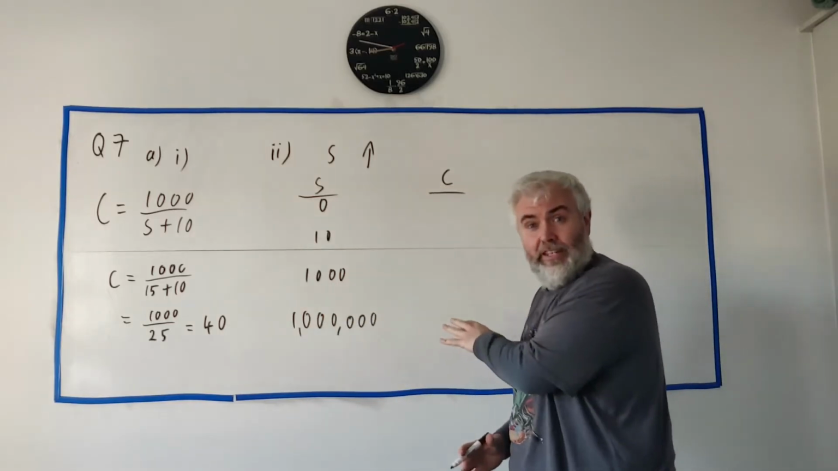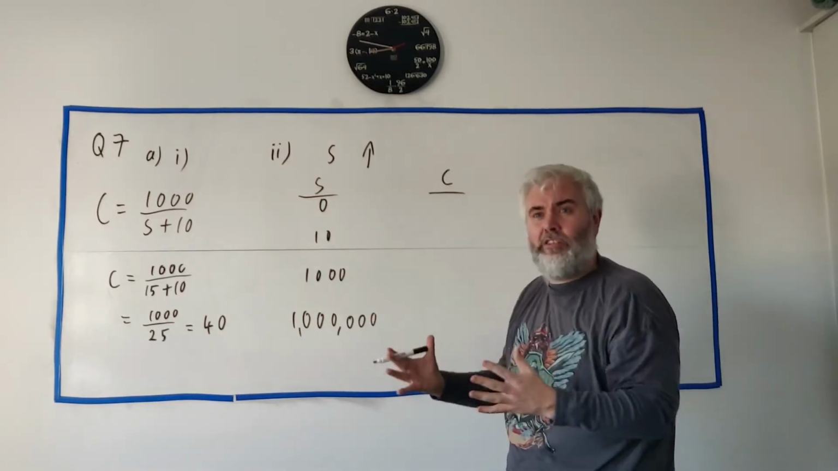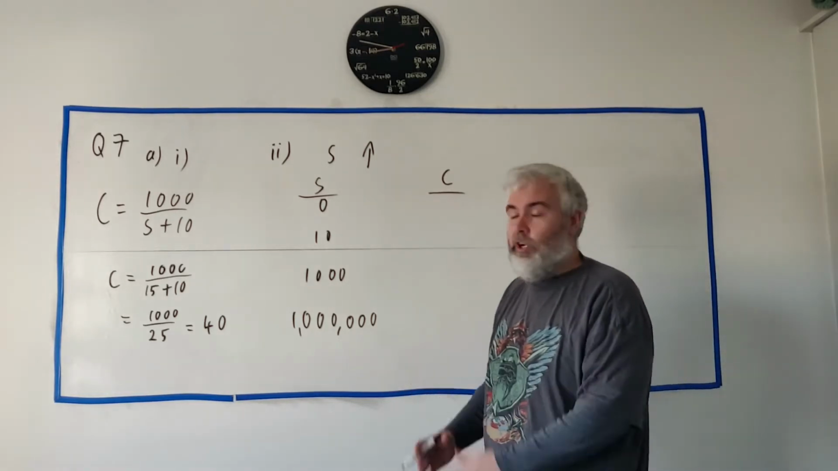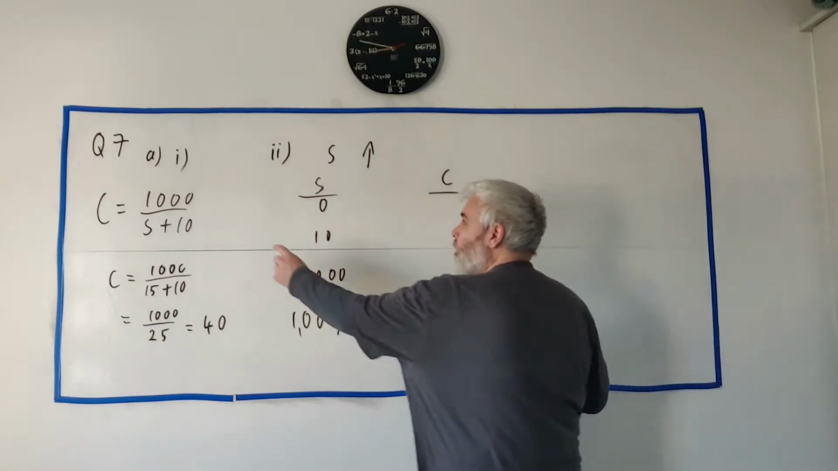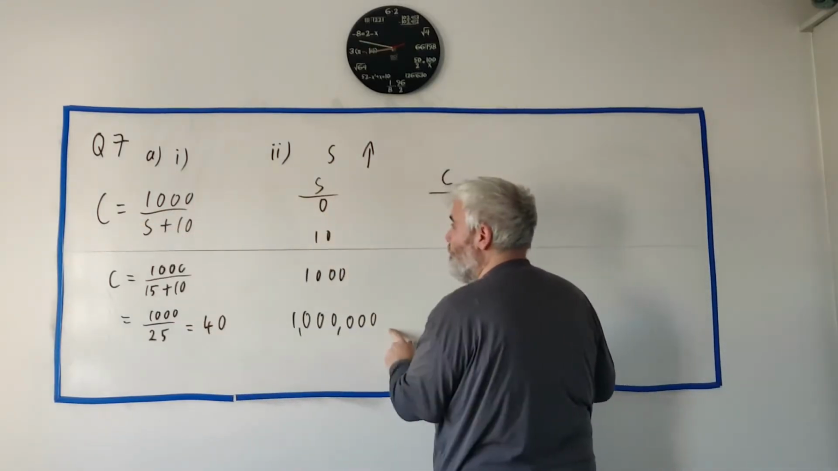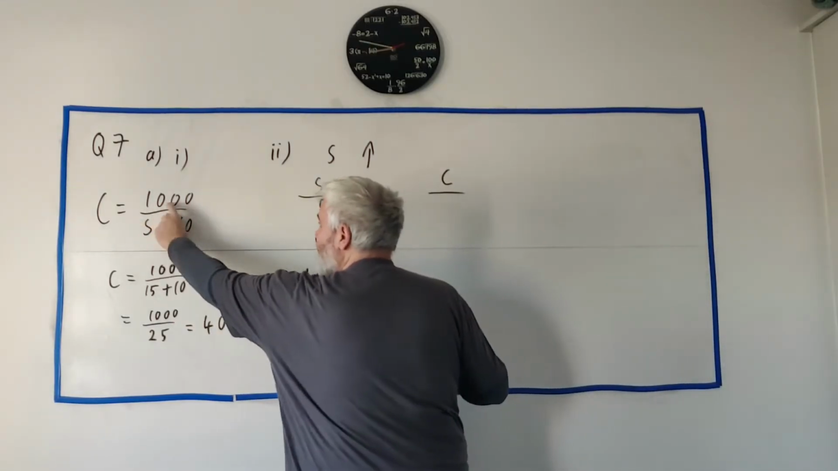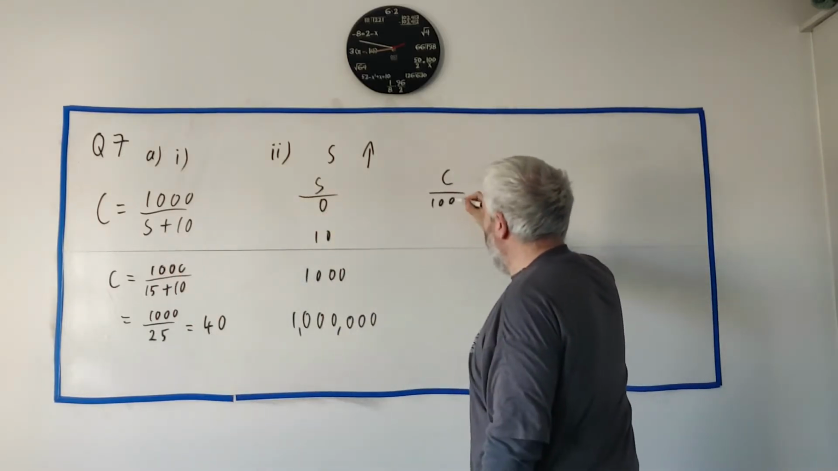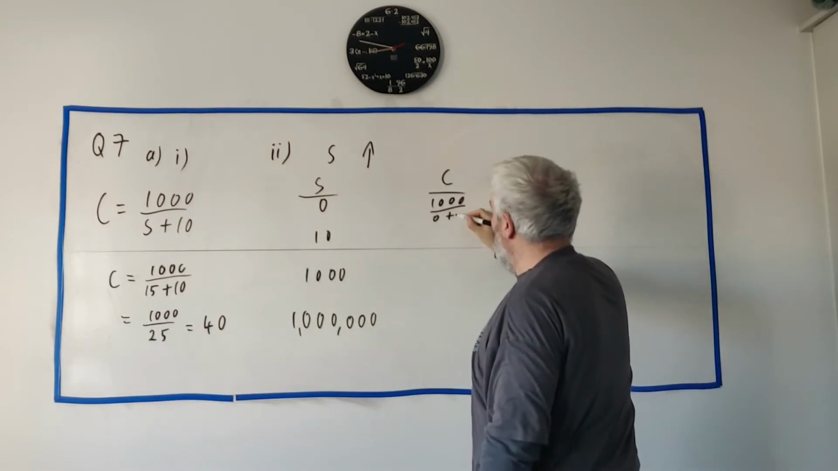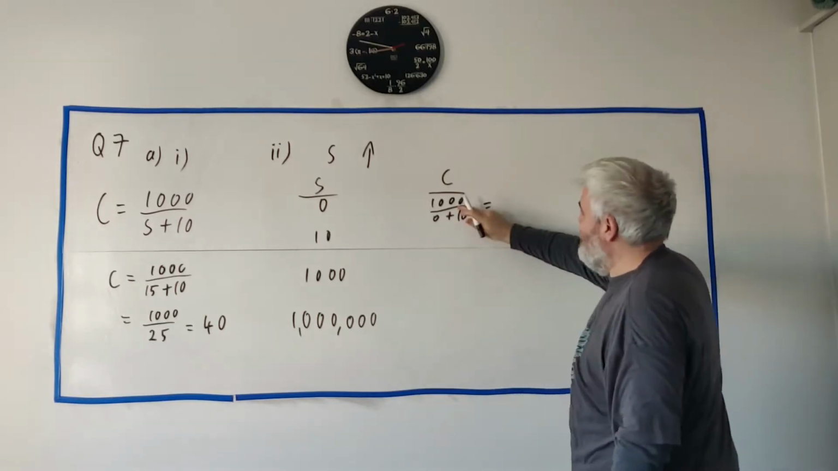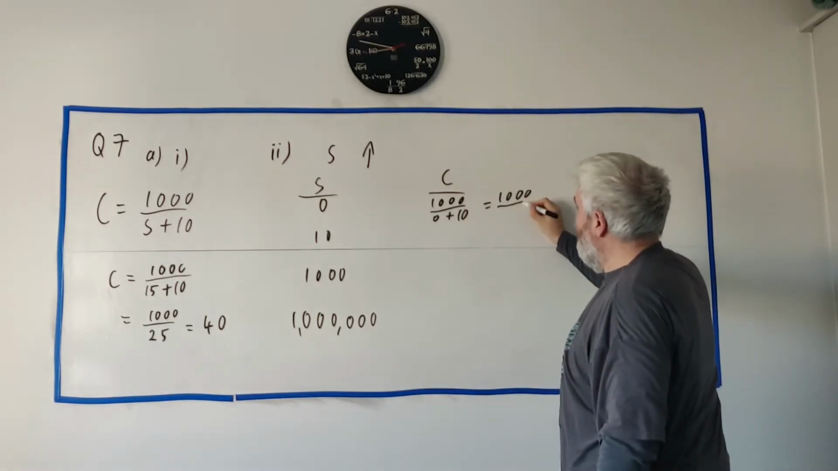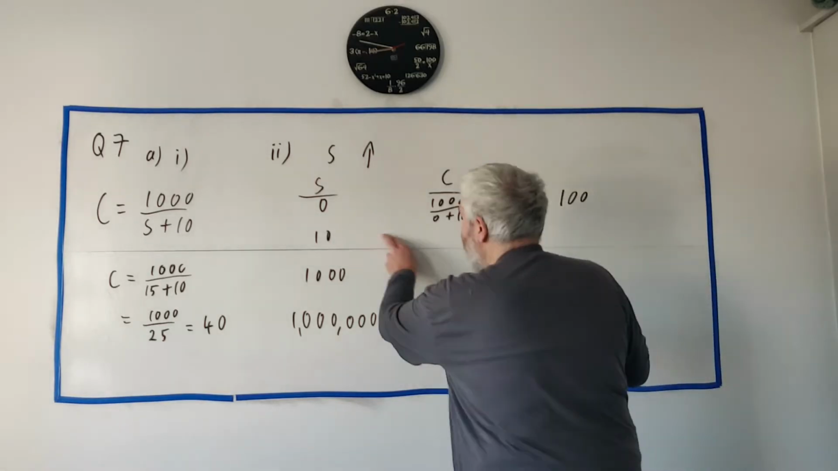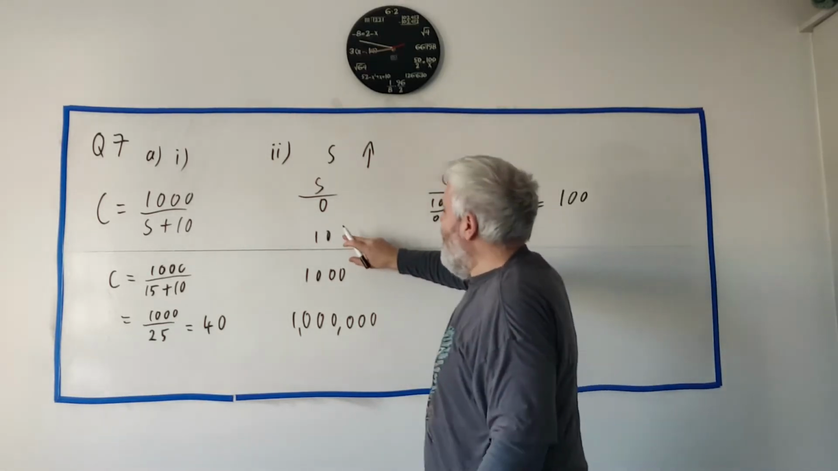Now, you don't have to do any of this. You can just guess the answer. If you know how to do the answer, you can just do it. This is how I would go about showing someone. I'm going to do the same thing with all these numbers. So I'm going to put 0 in: 1,000 divided by 0 plus 10. That's just 1,000 divided by 10, and that's just 100. I'm going to do the same all the way along, a bit faster.